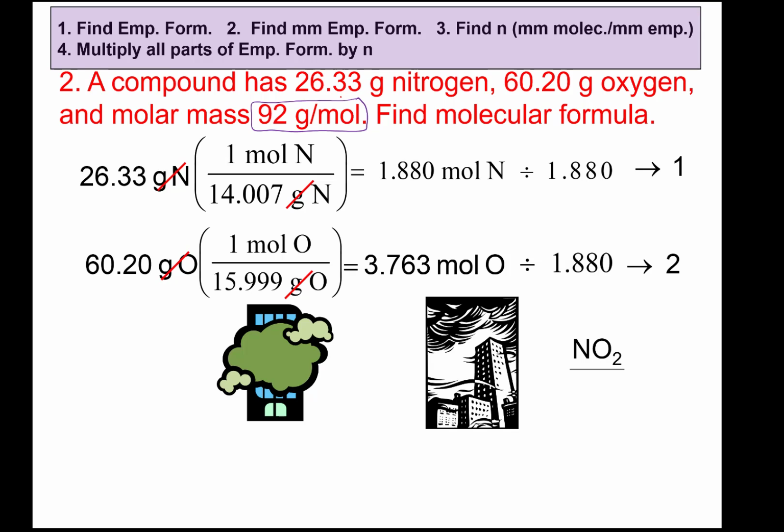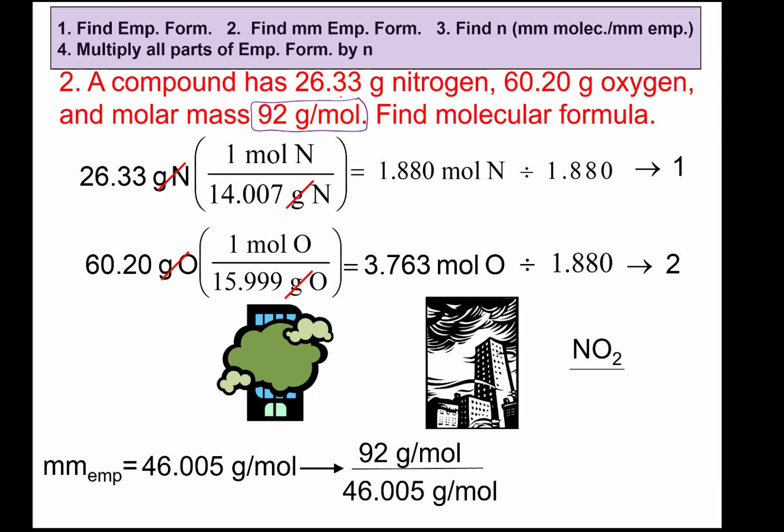So let's find the molar mass of NO2. It's going to be 46.005 grams per mole because nitrogen is about 14. Each oxygen is about 16, so 16 times 2 is 32, plus 14 is about 46, so that's where that number comes from. So we take the molecular formula molar mass, which is given to us, 92 grams per mole, divided by 46.005 grams per mole. We get 2, so we're going to multiply the subscripts by 2 and get N2O4.